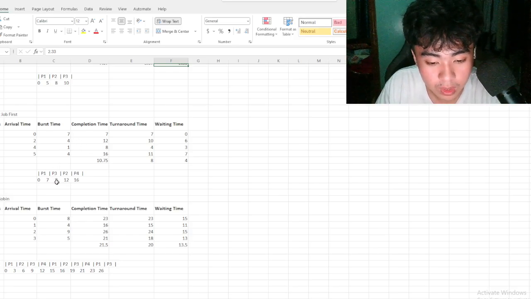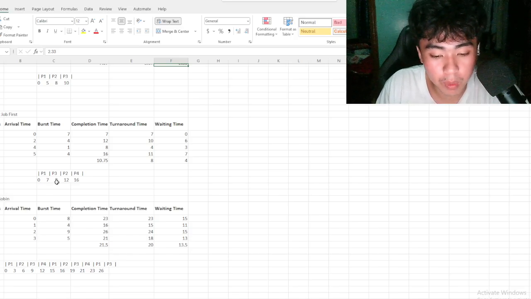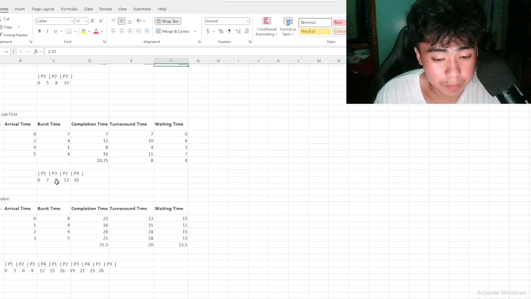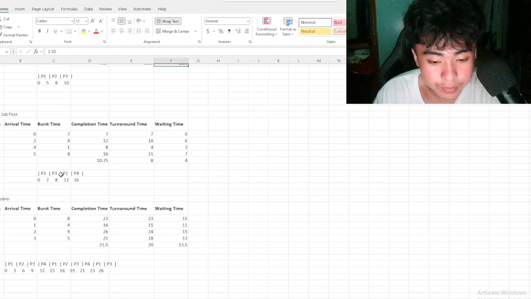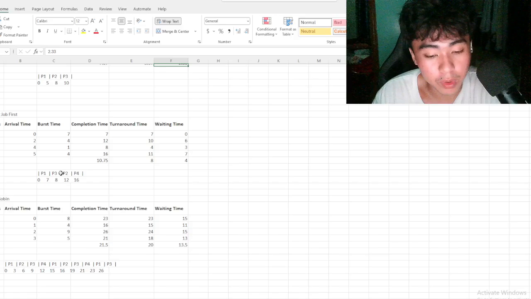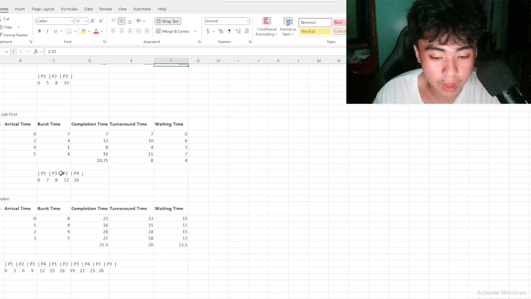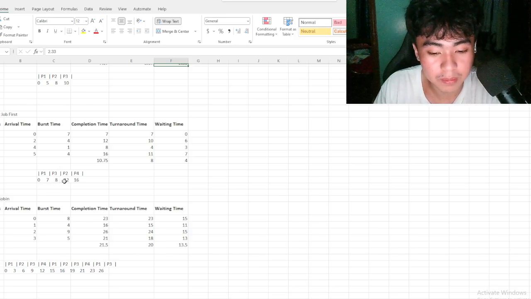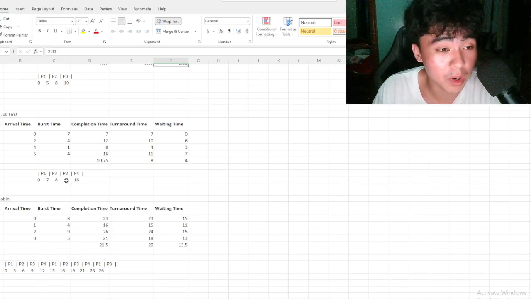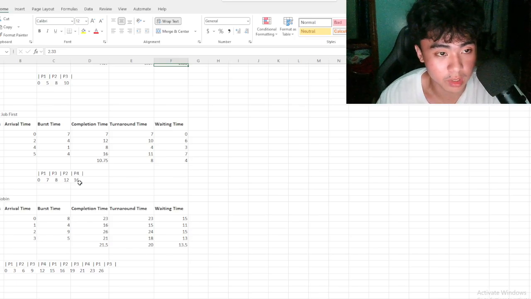Then next, the remaining processes are P2 and P4. P2 has a burst time of 4 and P4 has a burst time of 4. So we can choose any of them, but we'll select P2 first as it arrived earlier. So 8 plus 4 is 12. Then for P4, 12 plus 4 is 16.